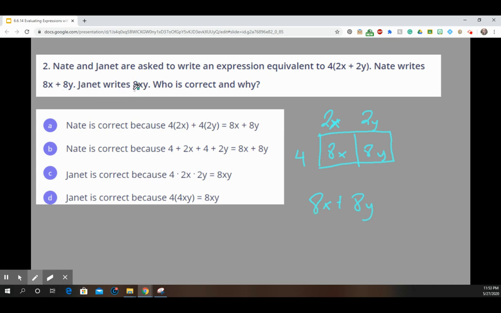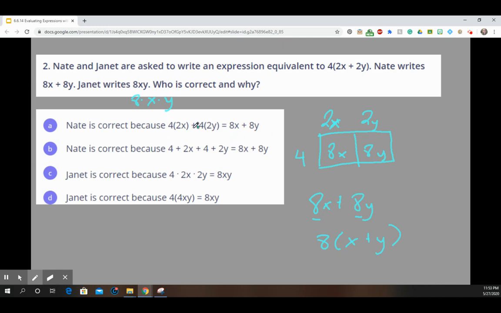Janet's expression here would mean 8 times x times y. And that would be different. There's actually another way I could write this: I could factor out the 8 because they're both being multiplied by the quantity 8. And I could have 8 times x plus y, but that wasn't an option. I just want to show you that too.